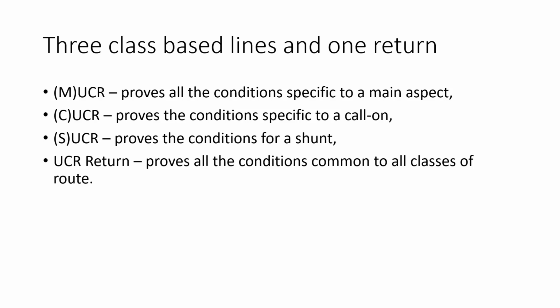And lastly, a shunt UCR proves the conditions relative to a shunt, which often may not include all the train detection sections. The UCR return proves those conditions which are common to all of the classes of route, typically that the route is set and locked.